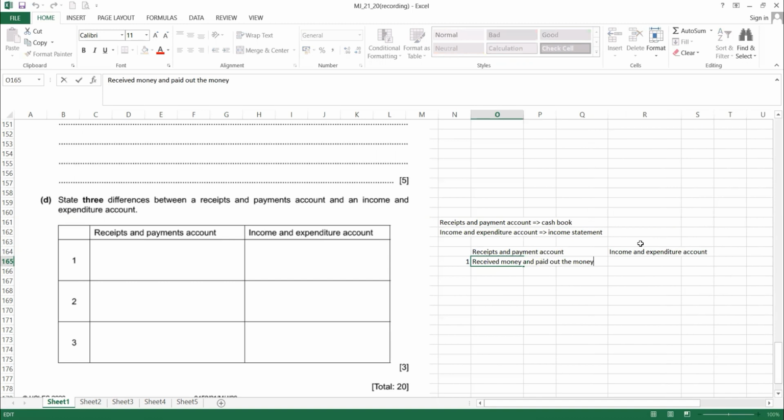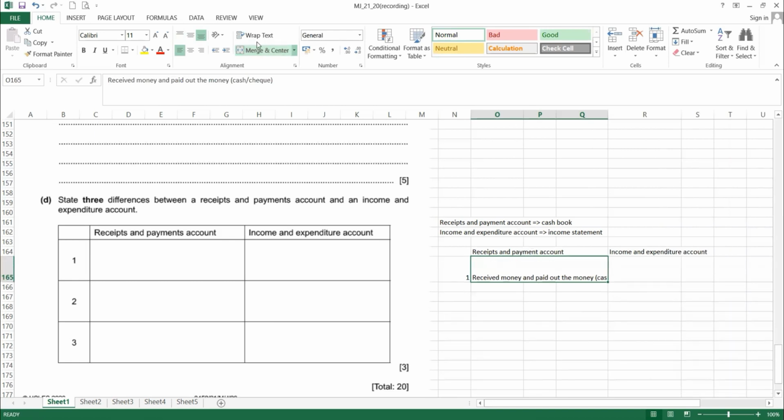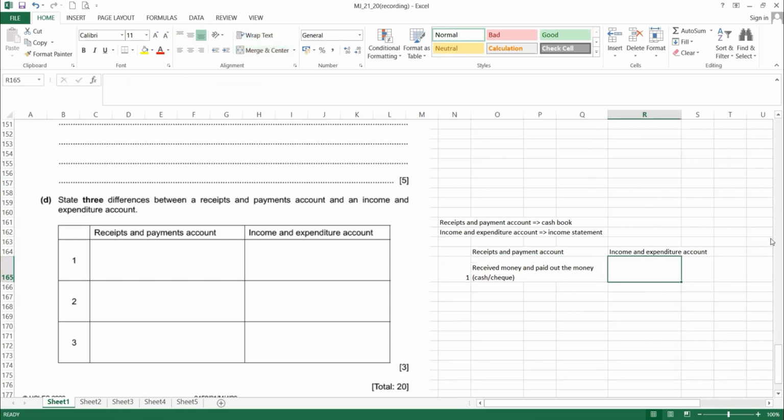whether it's cash or check. Income and expenditure is only for the income statement. We talk about the income, revenue, income, expenses, cost of sales. But because this is a service account, club is providing the service.